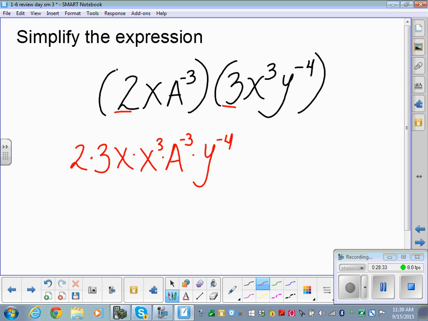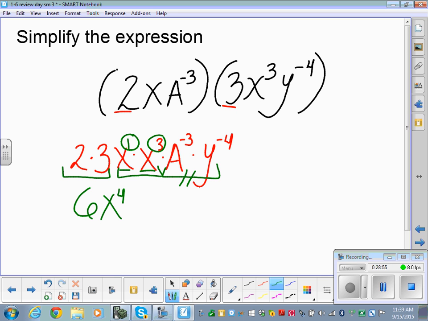So then we'll go through and combine all like terms using properties of exponents. So 2 times 3 is 6, and then x times x to the 3rd. Well, the power on x is x to the 1st. Don't make that error. When you multiply, you add. Well, we're multiplying the same base, so we'll add our exponents. 1 plus 3 is 4. So x to the 4th. And then we have a to the negative 3 and y to the negative 4, and you can't combine those. Those are not the same base. So we still have a to the negative 3, y to the negative 4.